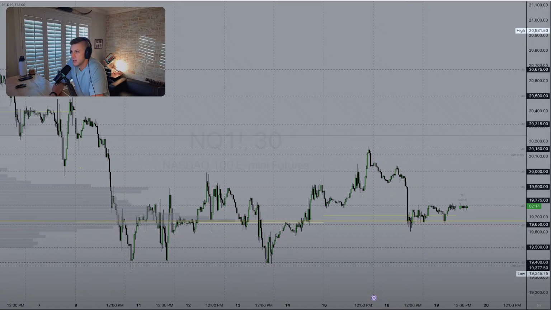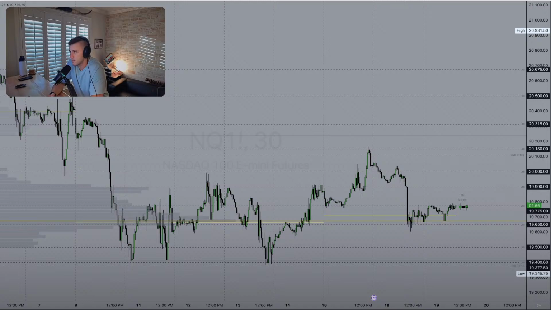We've got NQ trading against 19650 for the duration of yesterday's session. That is the midpoint of that near term range. You can see the near term range on the screen there.